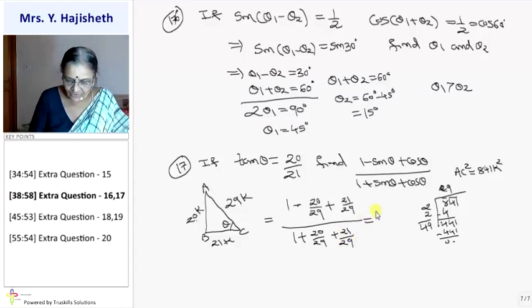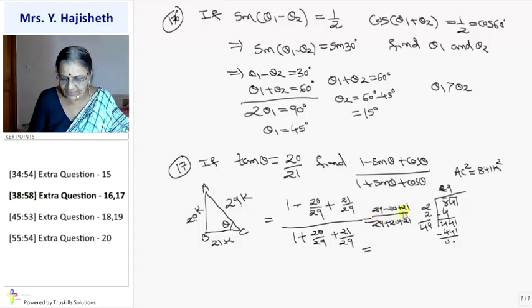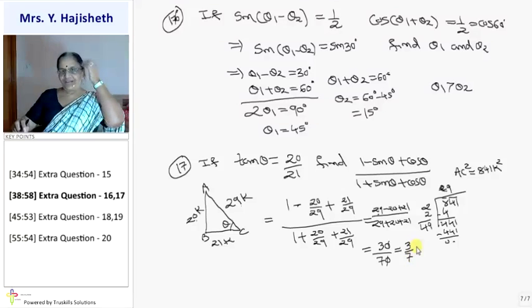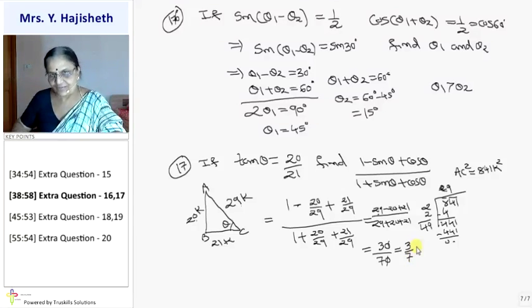Let us do it. LCM is 29, both numerator and denominator. So write 29 minus 20 plus 21 upon 29 plus 20 plus 21. So what is the answer? 29 plus 21 is 50 minus 20, 30, and here 50 plus 20, 70. So answer is 3 by 7. Clear? Now next sum.